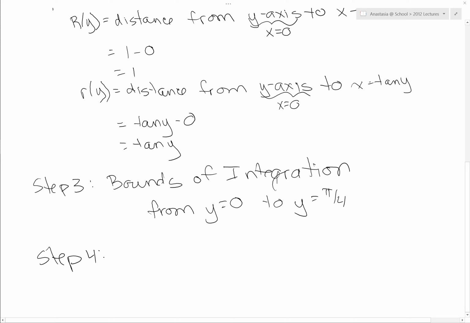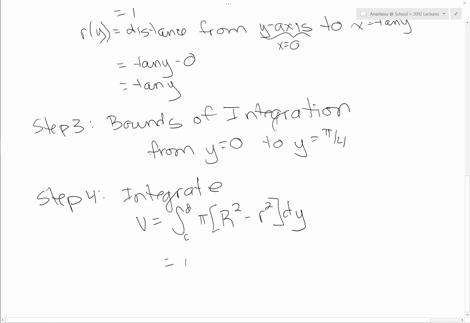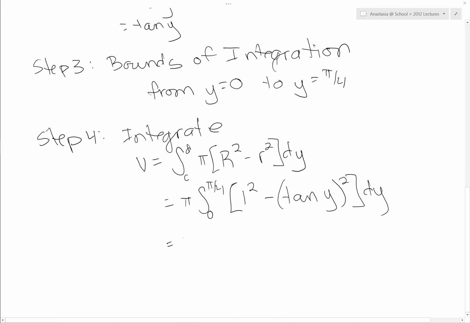And our fourth and final step is to integrate to find the volume. So the volume will be equal to the integral from c to d of pi. Then we'll have big R squared minus little r squared. And we're going to be integrating with respect to y. So we can pull the pi out if we'd like. We're going to integrate from 0 to pi over 4. Big R is just a constant 1. Little r is the tangent of y. And then we'll have dy. So now it's just a matter of how do we integrate this. So we have pi integral from 0 to pi over 4 of 1 minus tangent squared y dy.